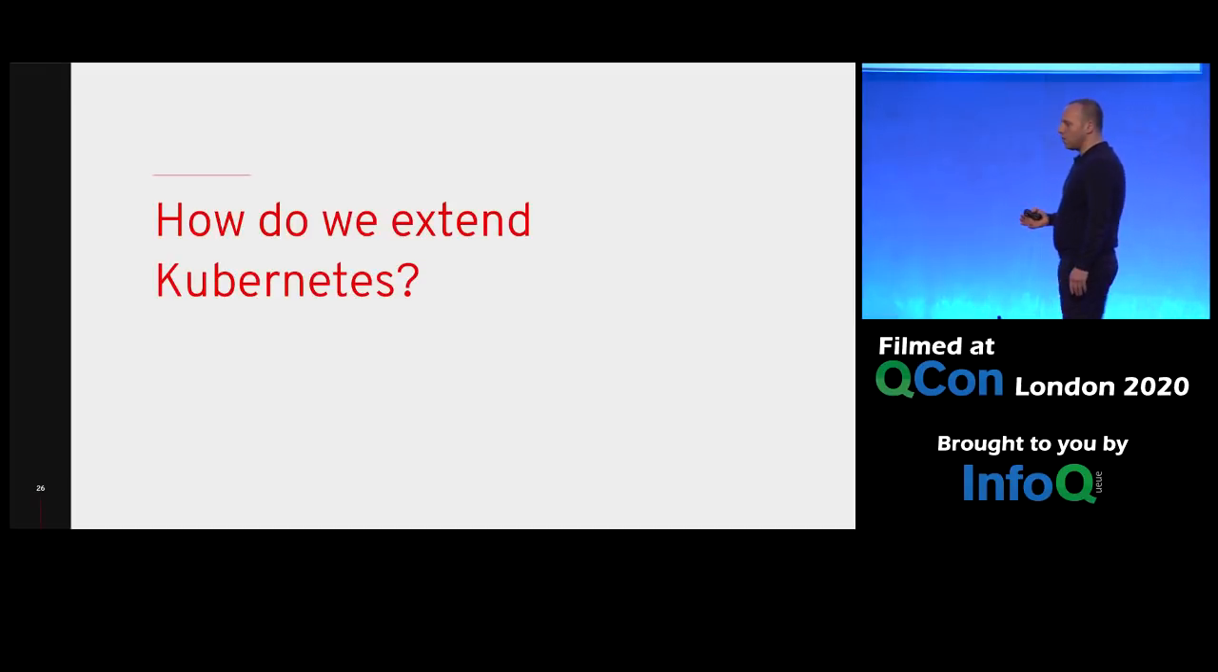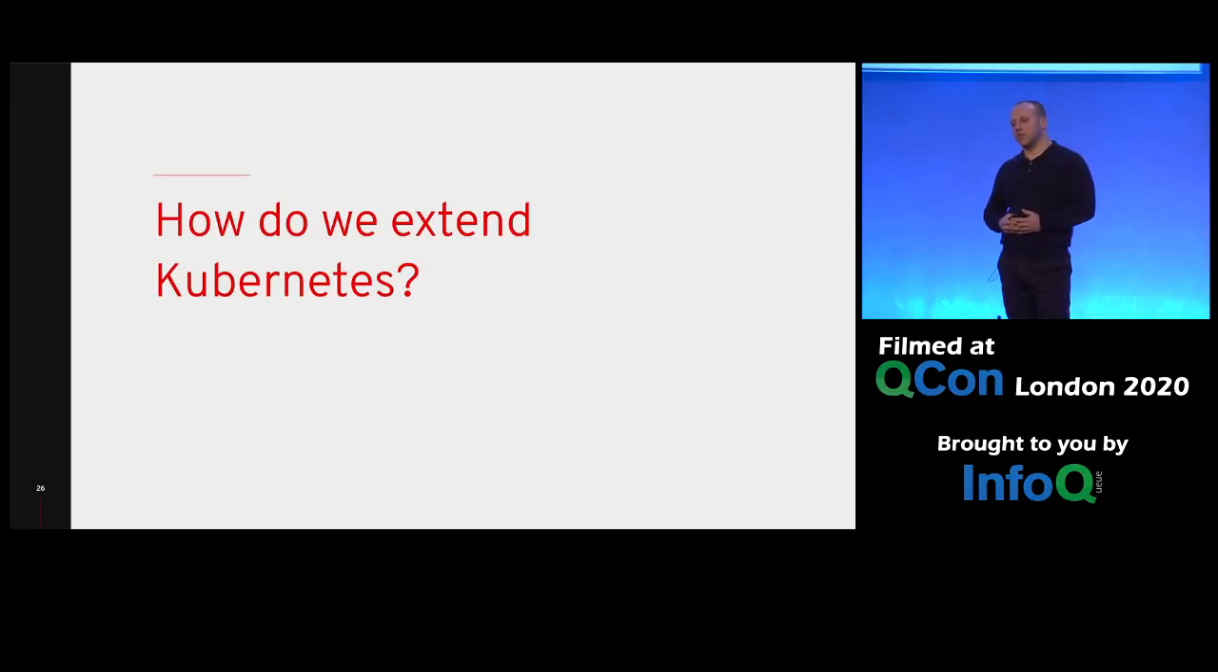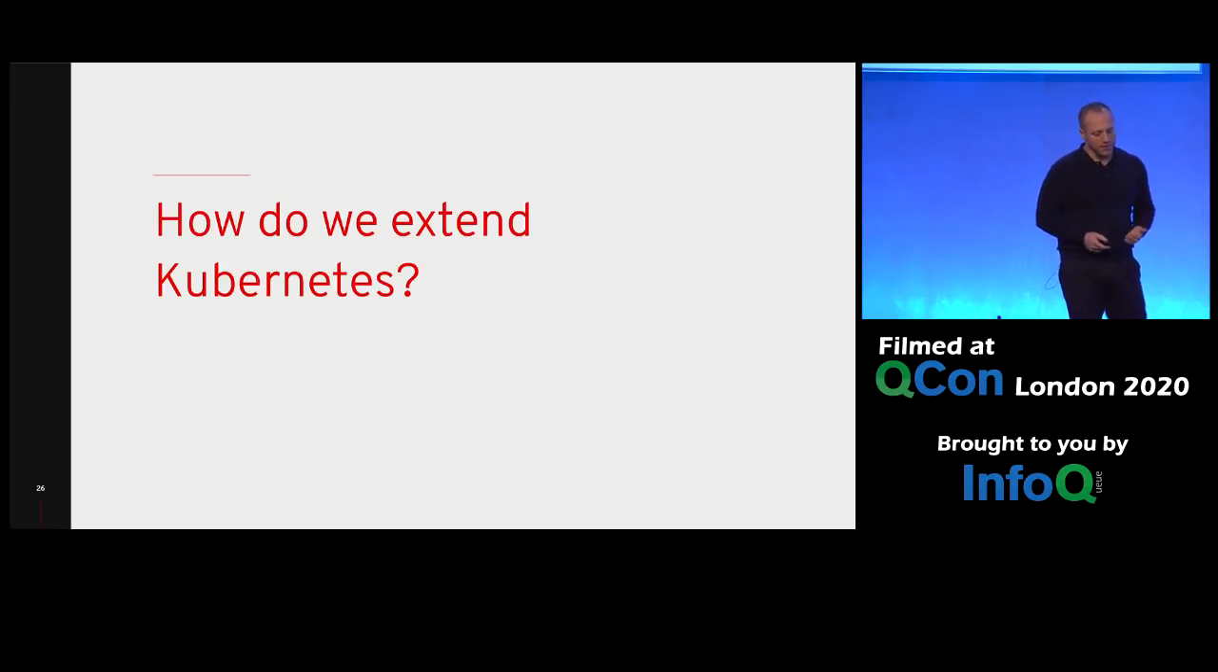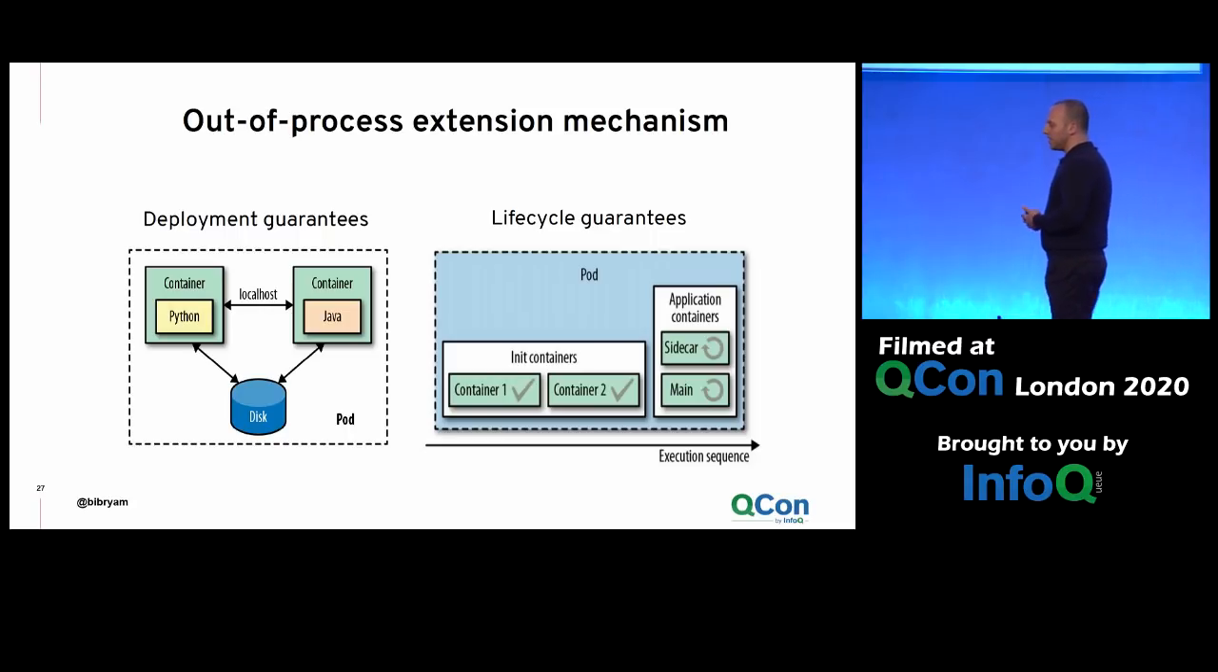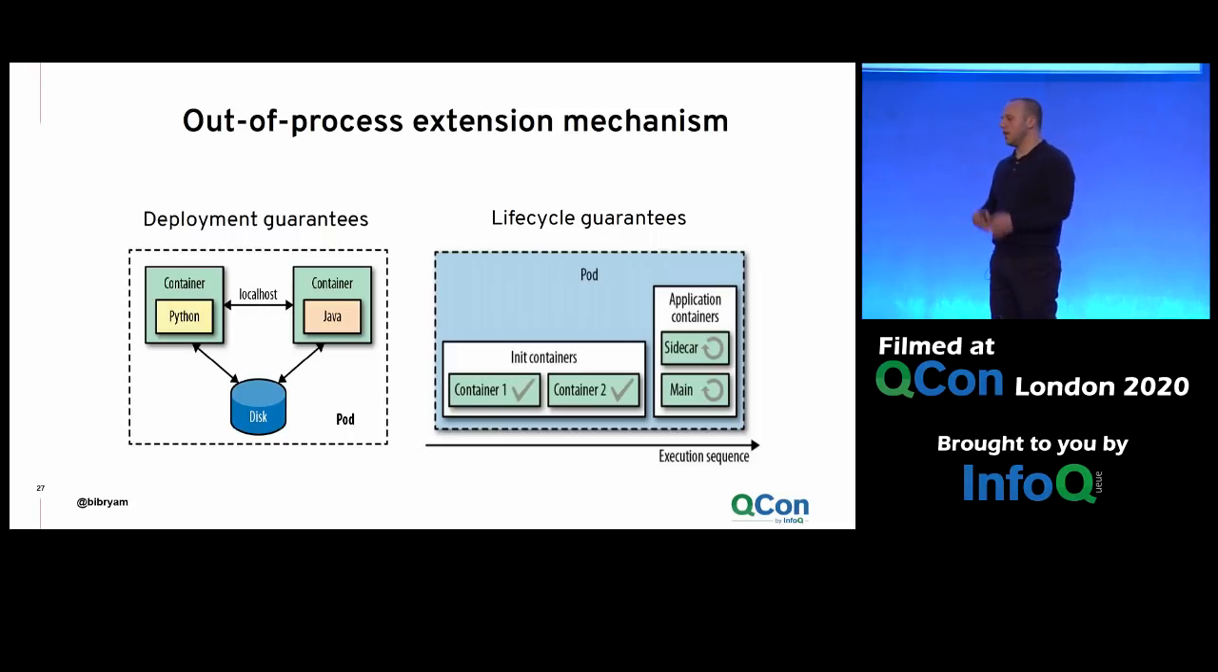Then, if that's all Kubernetes gives for developers, how do we extend Kubernetes? How can we make it give us more features? So I want to briefly talk about two main ways that are used today. The first is the concept of a pod. A pod is an abstraction used to deploy containers on nodes, and the pod gives us two sets of guarantees.